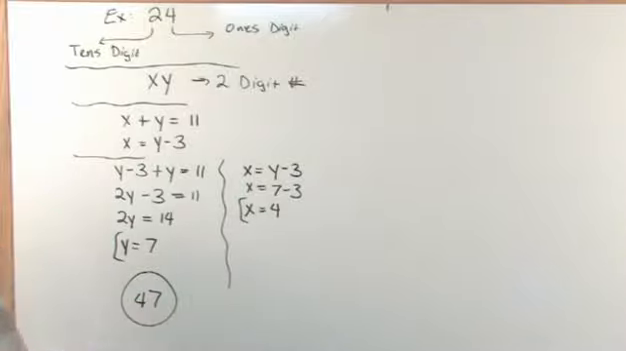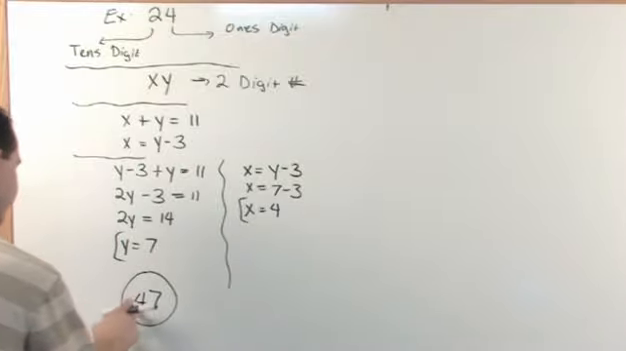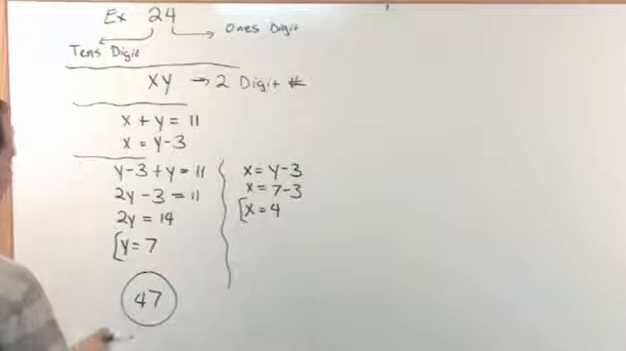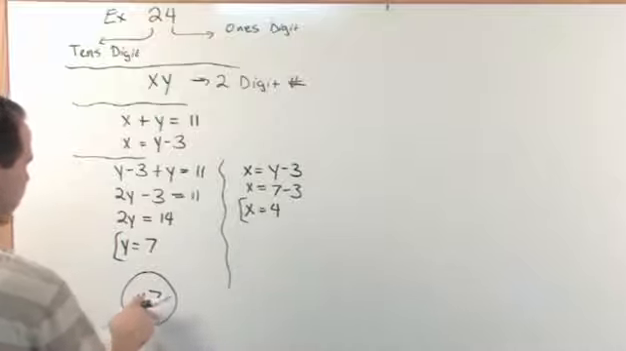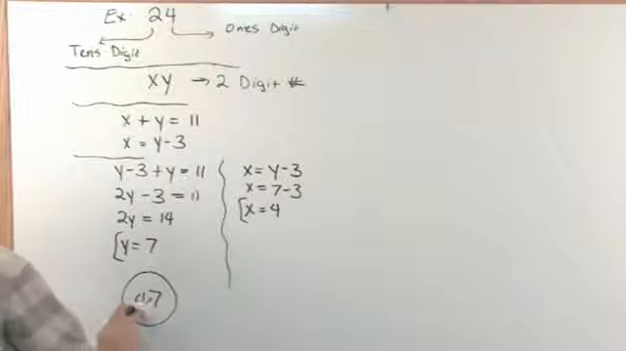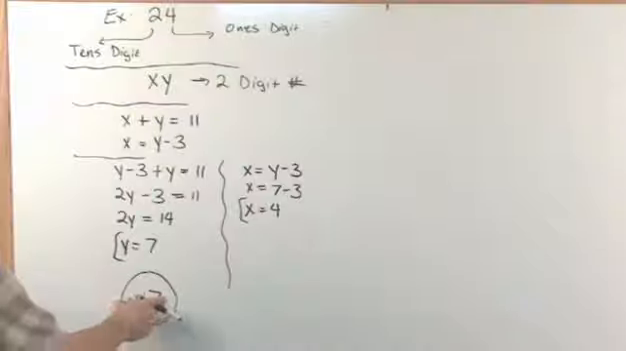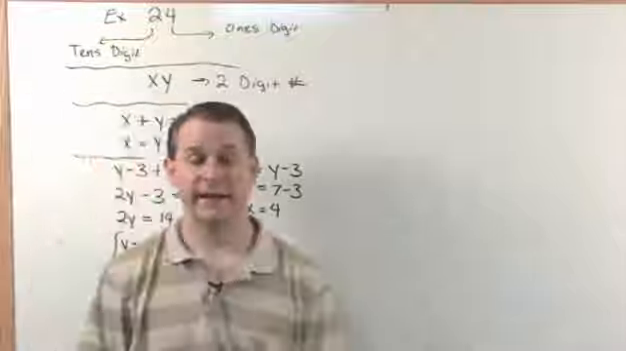Check. The tens digit, which is this one, must be 3 less than the ones digit. So this is the ones digit, 7 minus 3 gives you 4. So the tens digit is 3 less than the ones digit. So this number satisfies both constraints, and that's why it's the answer to the problem.